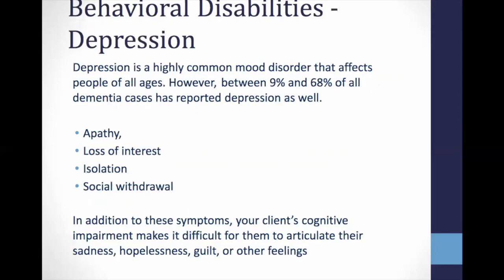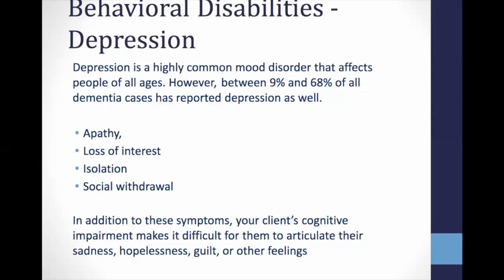Let's talk about depression for a minute. Depression is a highly common mood disorder. It affects people of all ages. However, between 9% and 68% of all dementia cases have reported depression as well, right? So that includes apathy, loss of interest, isolation, social withdrawal. Now, a lot of this can be depression, and a lot of these things are just how they're feeling or what's happening because of their dementia. And that's kind of why there's such a big discrepancy between the 9% and 68%. It's hard to get a perfect image of who has been diagnosed with it.